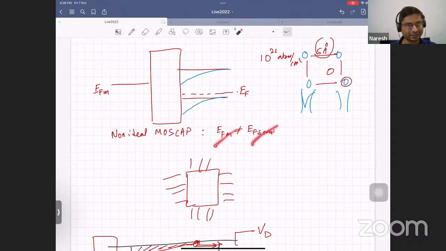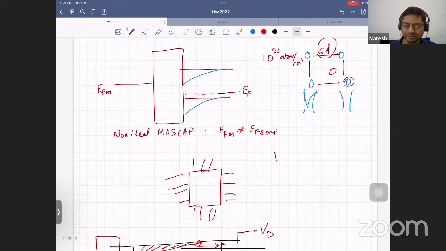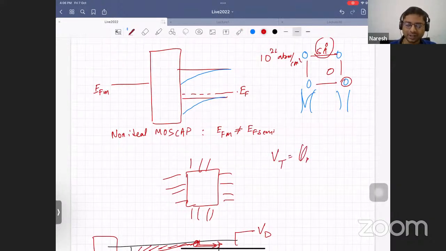For metal and semiconductor, to bring it back to the flat band situation, we have to apply some voltage. That is why when we talk of the VT, we talk of phi ms plus 2 phi f plus QD by Cox and so on. There's one more term. What is the term? Maybe QI by Cox.